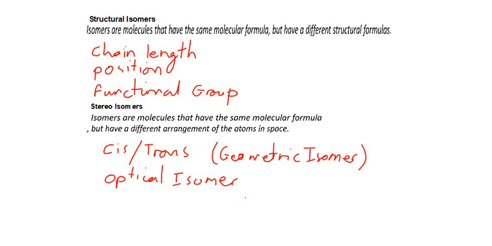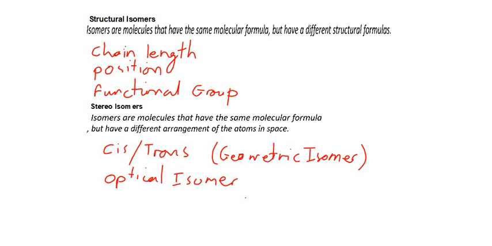Now, definition-wise, it's important that you note that structural isomers are molecules that have the same molecular formula but have different structures. So they look different. In essence, if you compare the IUPAC name, the names are different with structural isomers. So I'm going to show and talk you through each one. We get chain length isomers, position structural isomers, and functional group structural isomers.